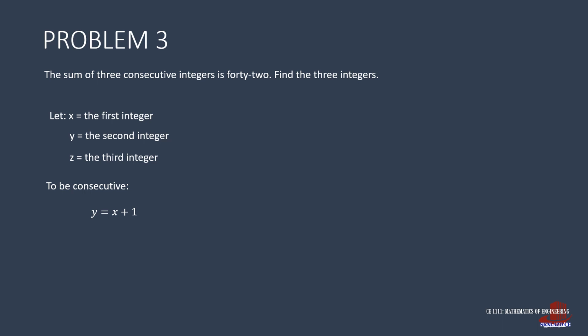So the second integer y is just x plus 1. And then z is also y plus 1. However, we just mentioned that y is equal to x plus 1. Substitute this expression into z and have z as x plus 2. For the working equation, we have the sum of the integers as 42. That is x plus y plus z as 42.